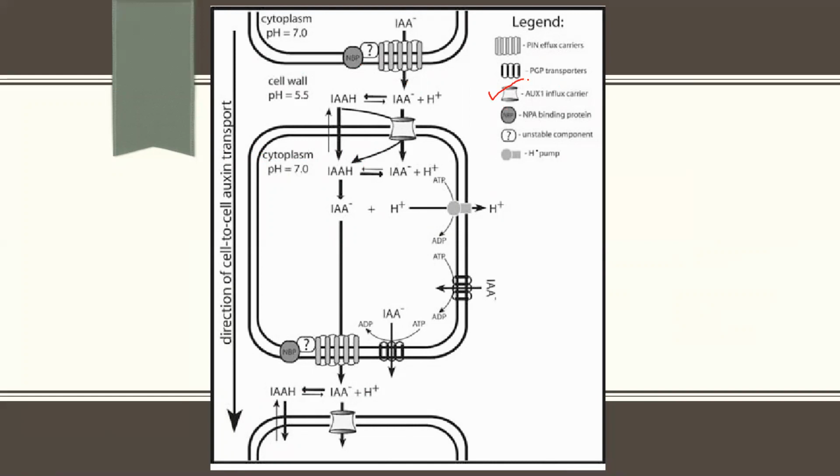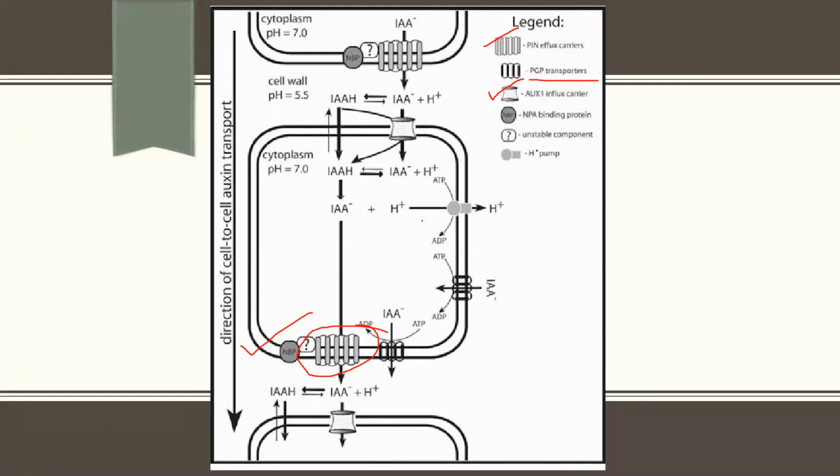This PGP transporter is also there. Now, which is the PIN transporter? We refer to it as the PIN transporter. This transporter is for efflux, which means auxin exits out from this part of the cell.